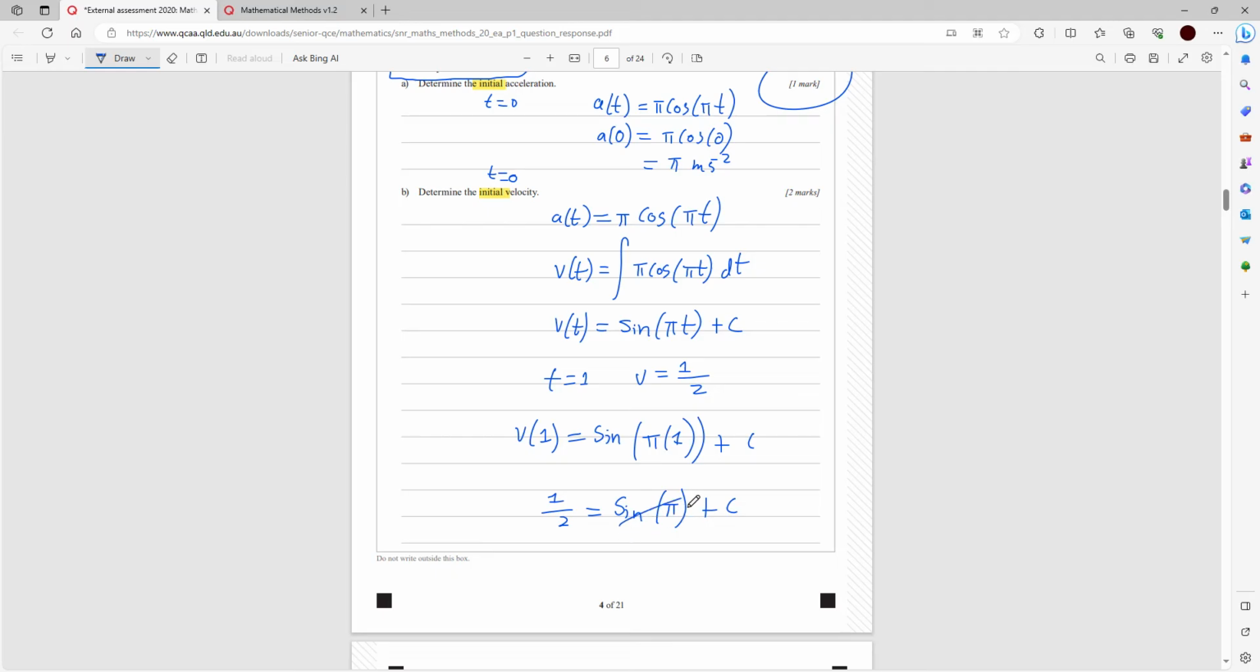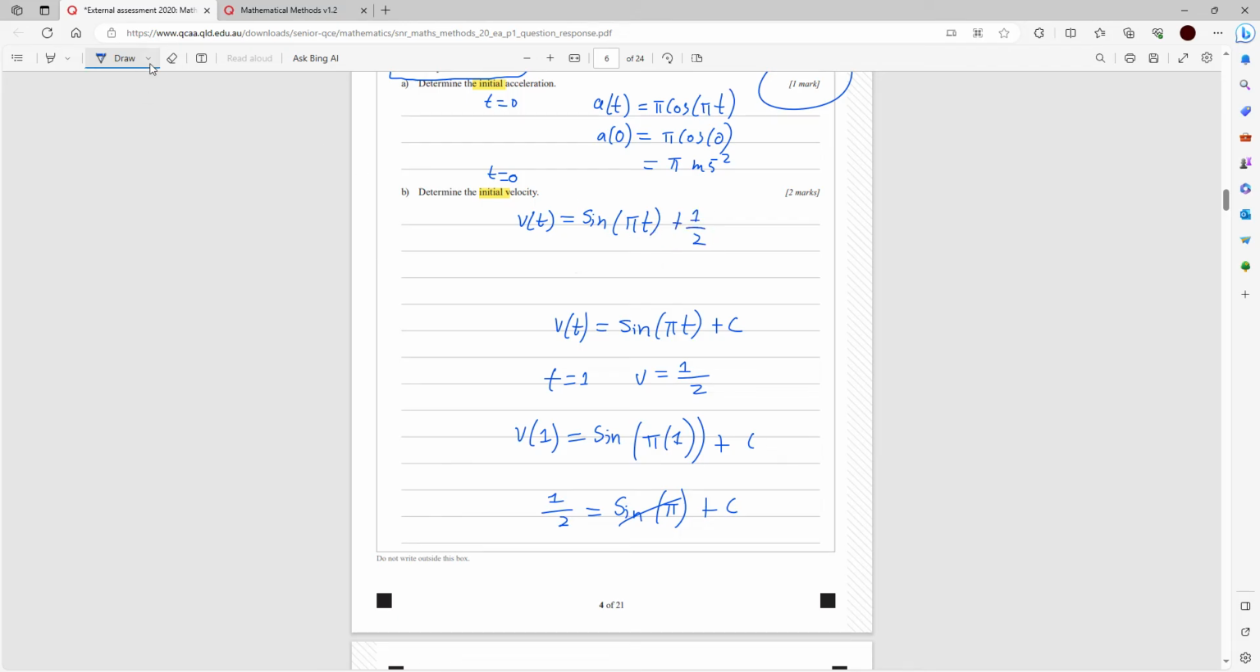Sine of pi is 0, so that means c is a half. So our equation here, I might rub it out now because we're going to need some room. If you want to look at that a bit more, just rewind the video. V of t is sine of pi t plus a half.